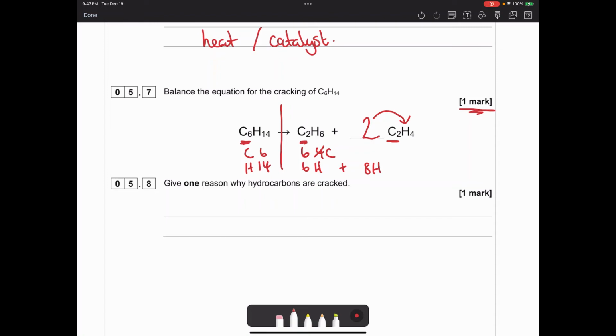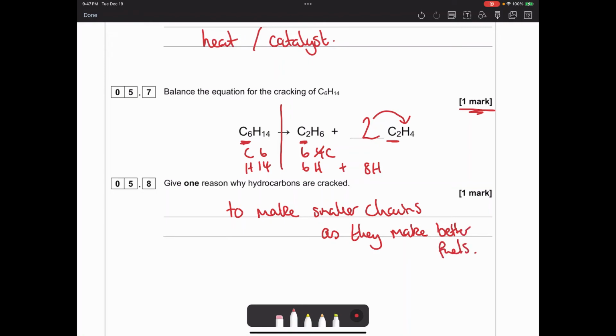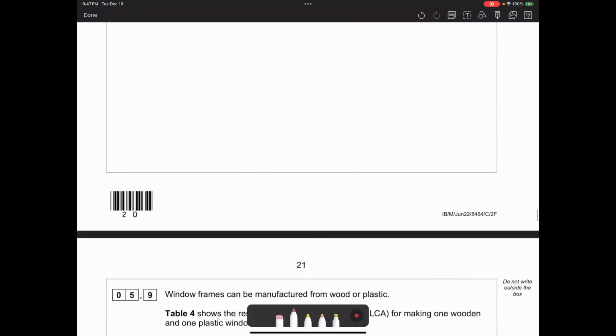Give one reason why hydrocarbons are cracked. Well, hydrocarbons are cracked to make smaller chains. Okay, so we get the long chains and we crack them to make smaller ones. That's actually enough to get the marks. But if it was a 2 or 3 marker, I might also add on to make smaller chains as they make better fuels. Remember, the smaller chains are more flammable, more combustible, and therefore they make better fuels.